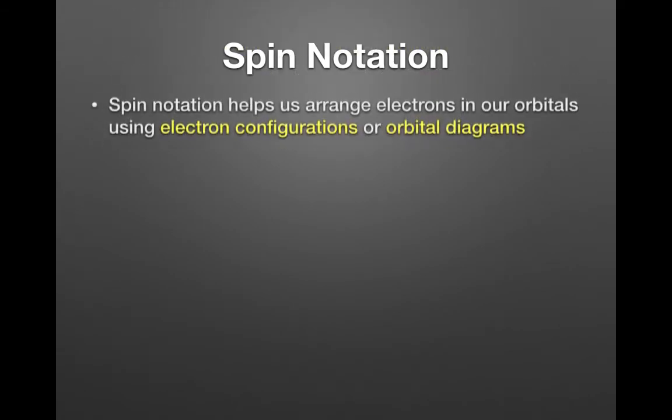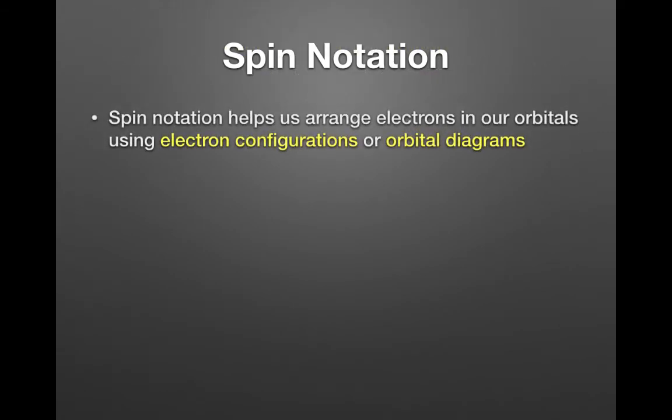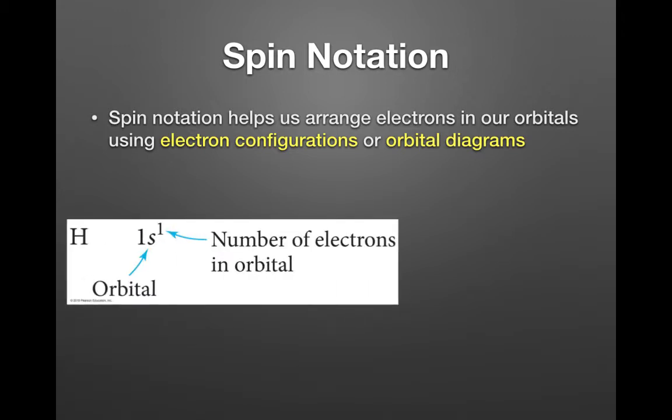So this idea of electron spin helped us arrange our electrons in our orbitals using things called electron configurations or orbital diagrams. And we're going to just have a brief introduction to those in this lecture. We'll start expanding those to much larger atoms in the next lecture. But let's take a look and see what an electron configuration looks like.